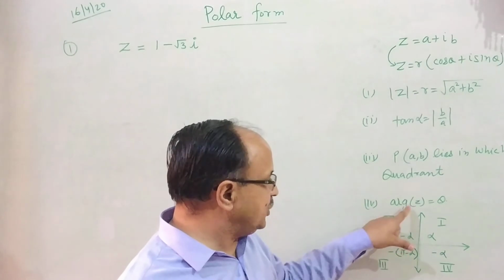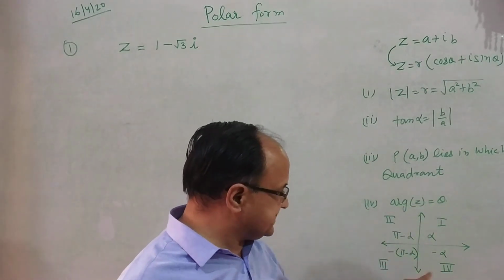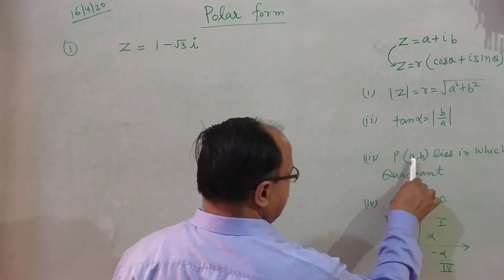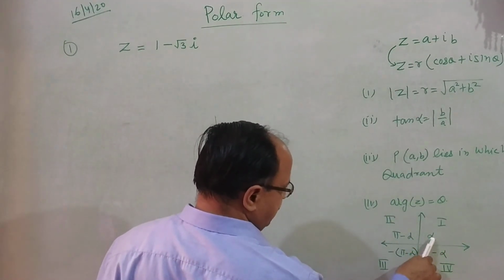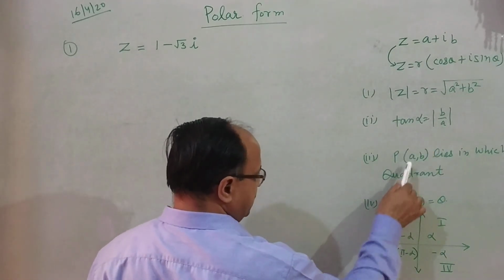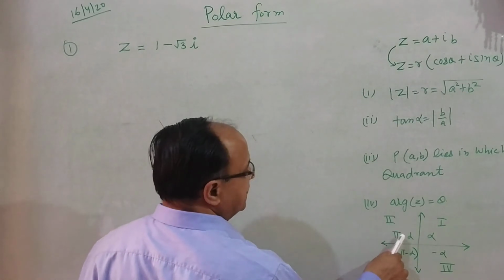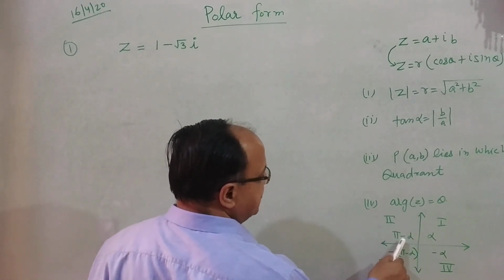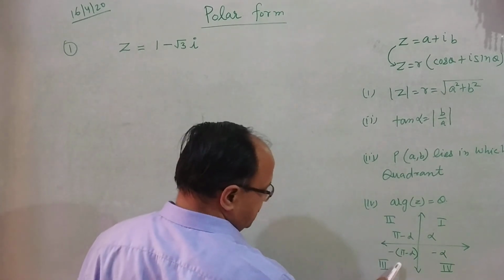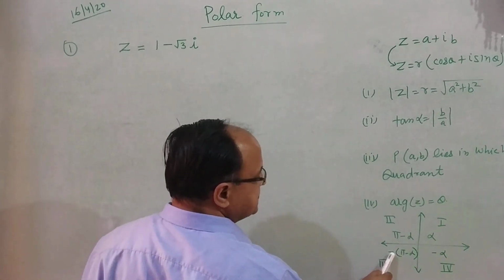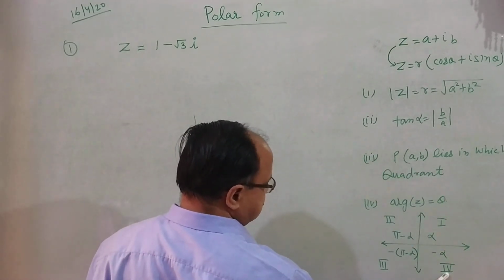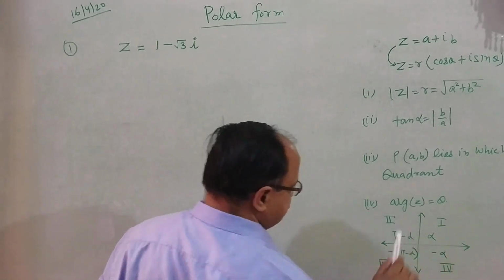Then the argument of Z, theta, you decide with the help of this table. If your point lies in the first quadrant, then your argument is alpha. If your point lies in the second quadrant, then your argument theta is pi minus alpha. If your point lies in the third quadrant, then your argument of Z is minus pi plus alpha. If your point lies in the fourth quadrant, then the argument of Z is minus alpha.